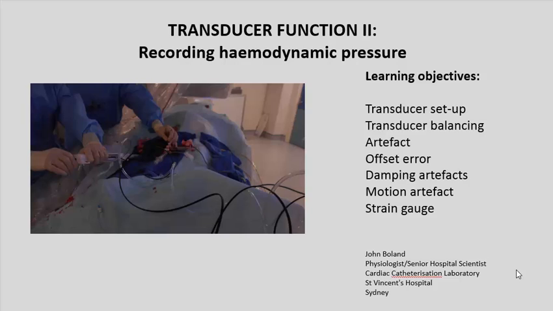In this presentation, we'll have a closer look at how transducers are set up and how we balance them, or zero. We'll have a look at the effects of artifact and offset error on pressure recordings. We'll have a look at the practical impact of damping artifacts and motion artifact. And we'll have a quick look at the strain gauge and throw in the Wheatstone bridge for good measure.